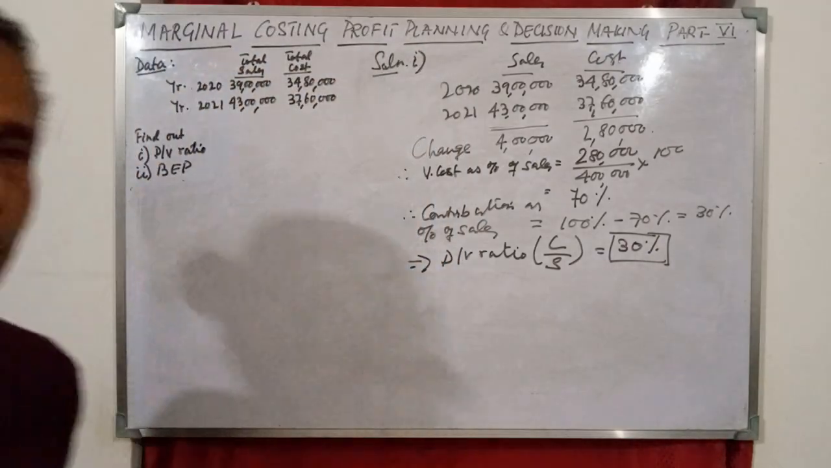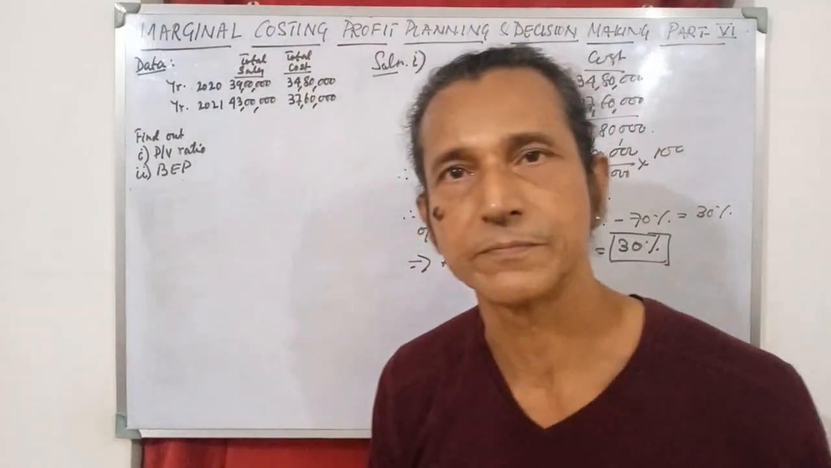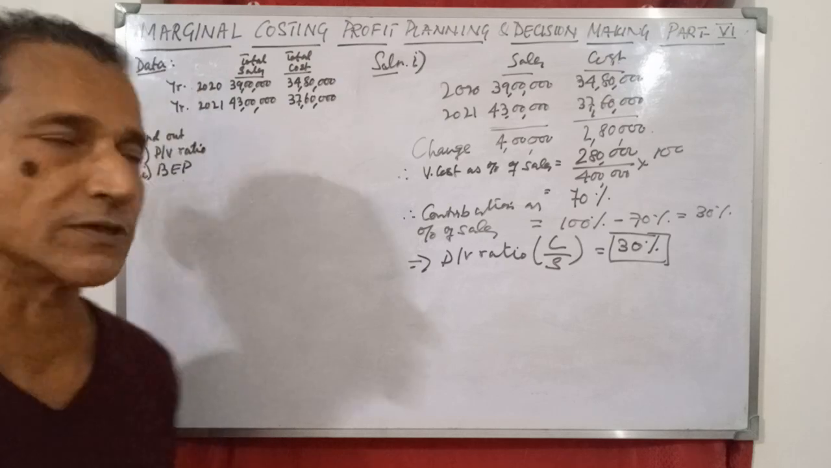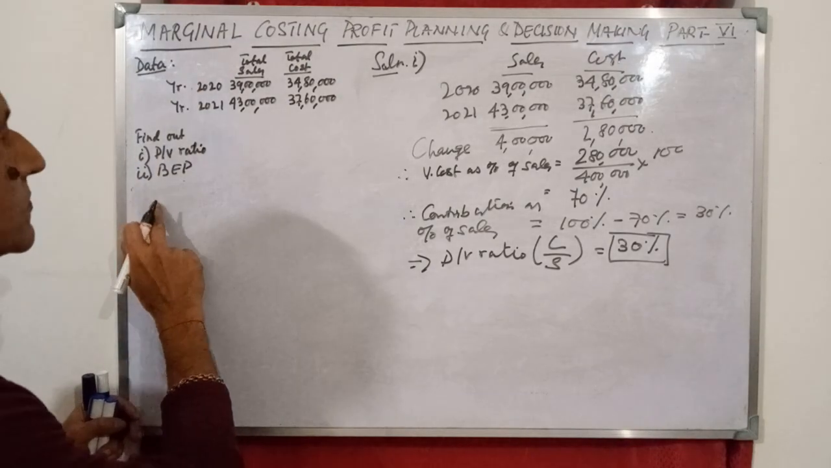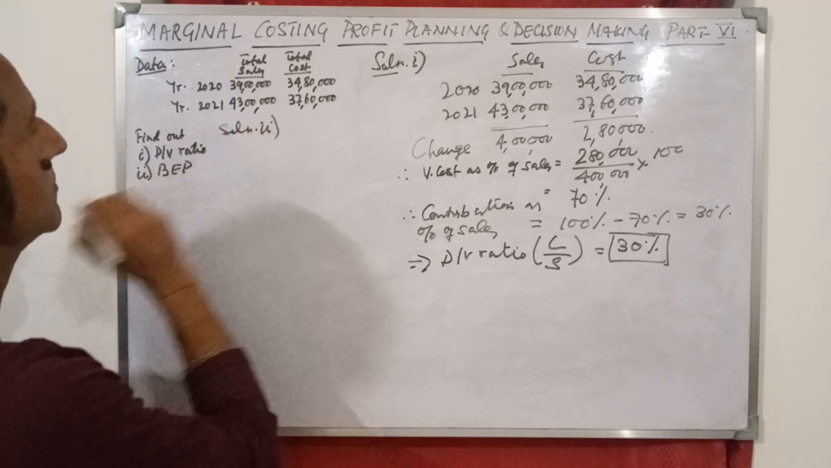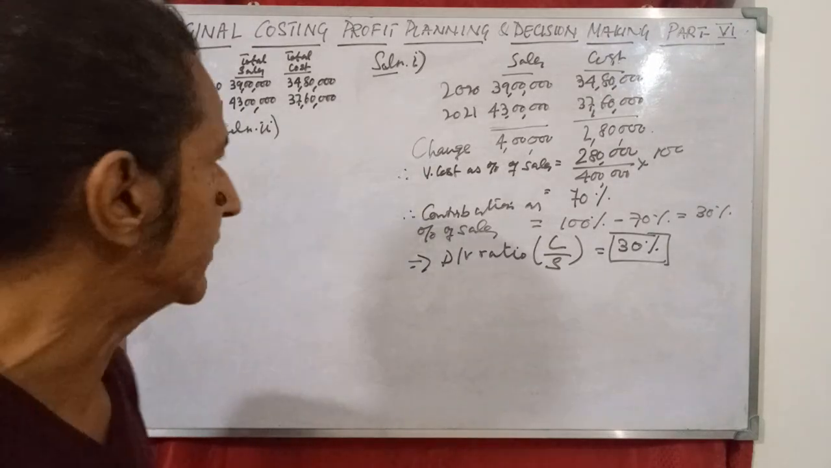Correct? So we have solved the first part of this problem. That is, PV ratio of the firm is 30% of sales. Now let us solve part 2. This is solution 2, part 2. We have to find out the break-even point.